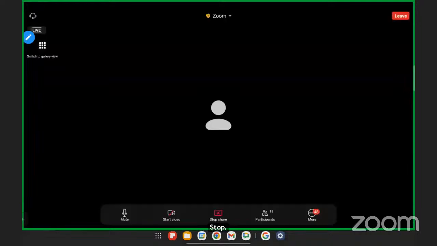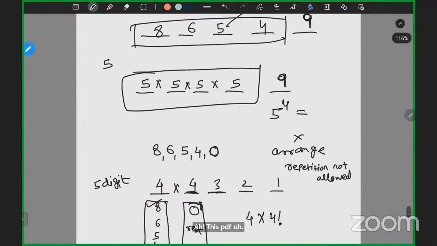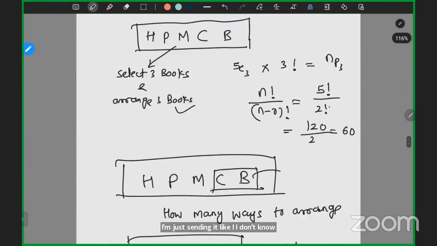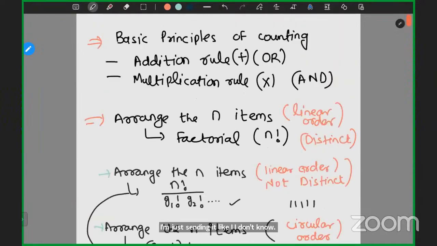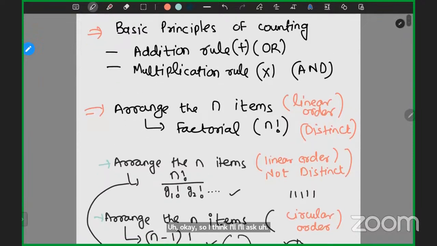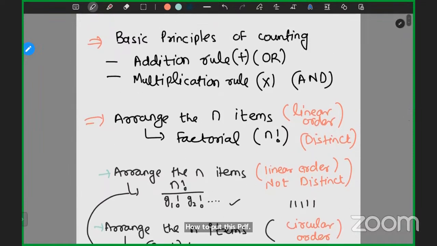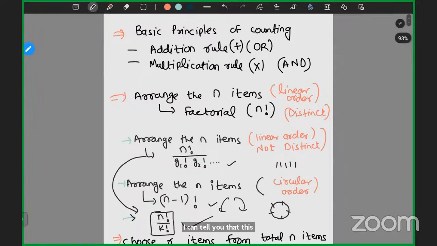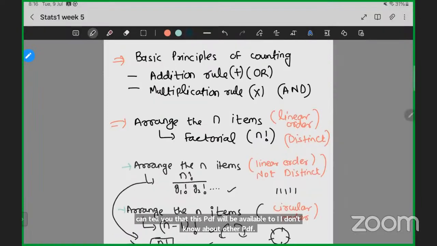I mean, this PDF, I'm just sending it. Do you need that as well? That PDF? Or you can maybe refer to it. Okay, so I think I'll ask how to get this PDF to you. I'm not sure how to do that, but I can tell you that this PDF will be available to you. I don't know about the other PDFs.